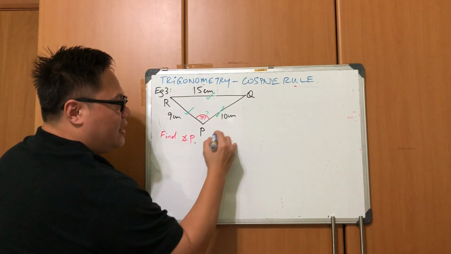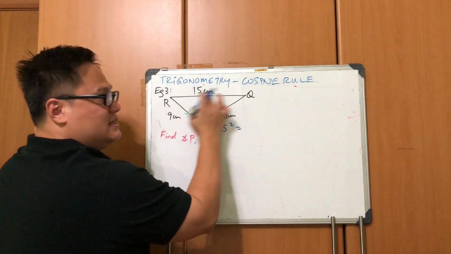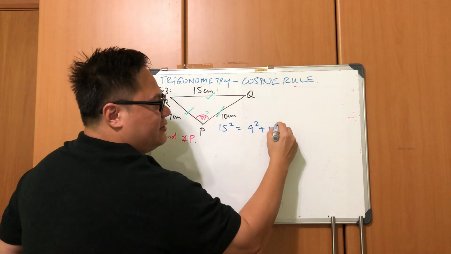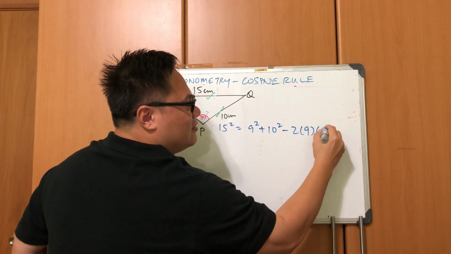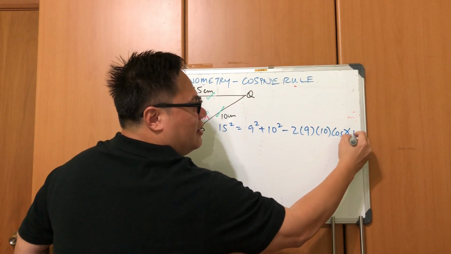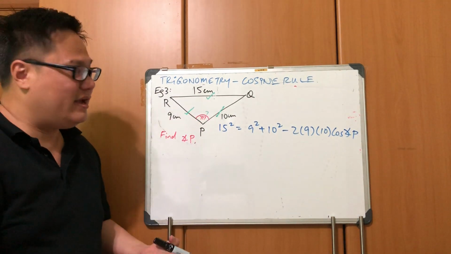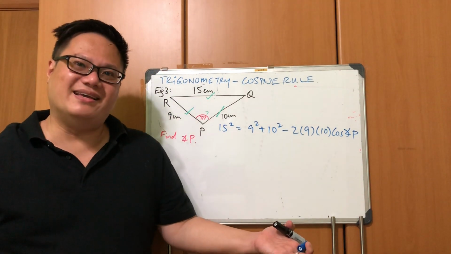If you look carefully, if I apply the cosine rule over here, 15 squared, the cosine rule states that c squared equals a squared plus b squared, so 9 squared plus 10 squared, minus 2ab cosine angle C, in this case cosine angle P. Am I right? So now we just have to manipulate this and then we can find angle P.